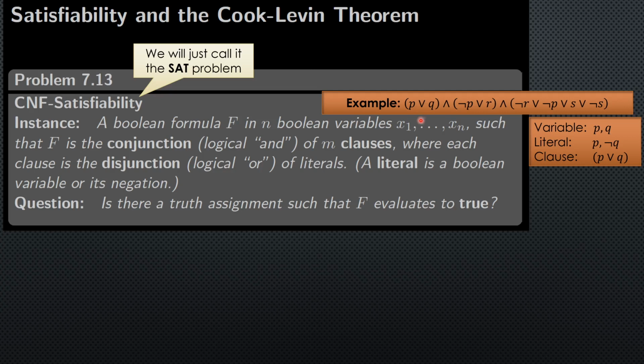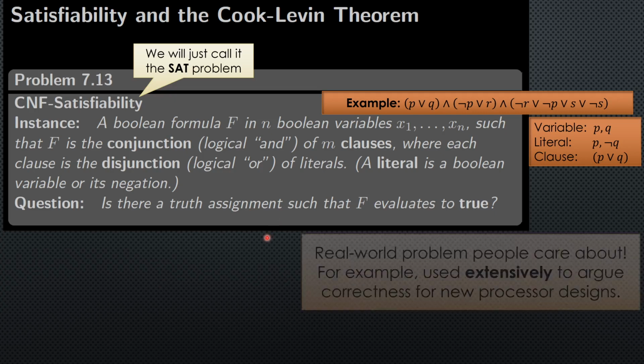So that means a formula is satisfied if and only if for each clause, at least one literal is true under the particular truth assignment that we're trying to discover, whether such a truth assignment exists to make the whole formula true or satisfied.